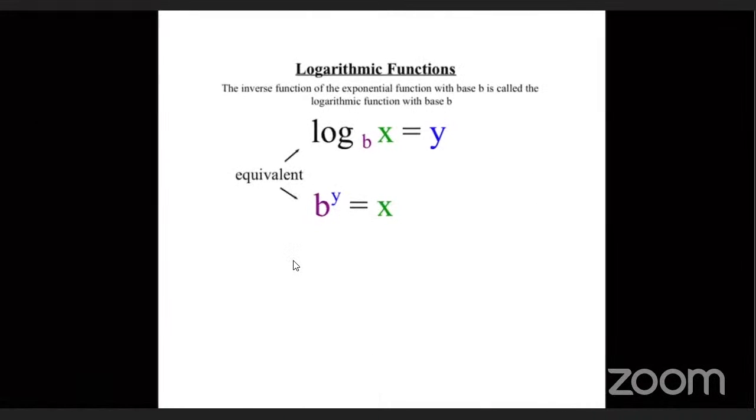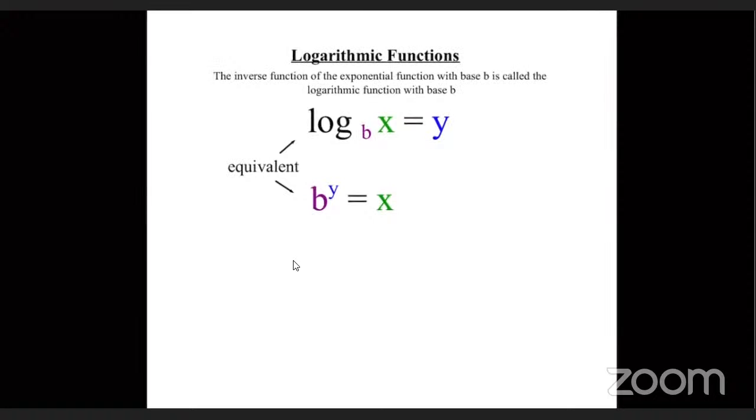It is the inverse function of our exponential function with a base b. And so we can see where they match here. Our exponential, like we were seeing yesterday, is something like b raised to the y equals some x value. If you notice where those things show up, b, the base of our exponent, becomes the base of our logarithm. The exponent becomes what our logarithm equals, and what our exponential equaled is what is inside your logarithm.